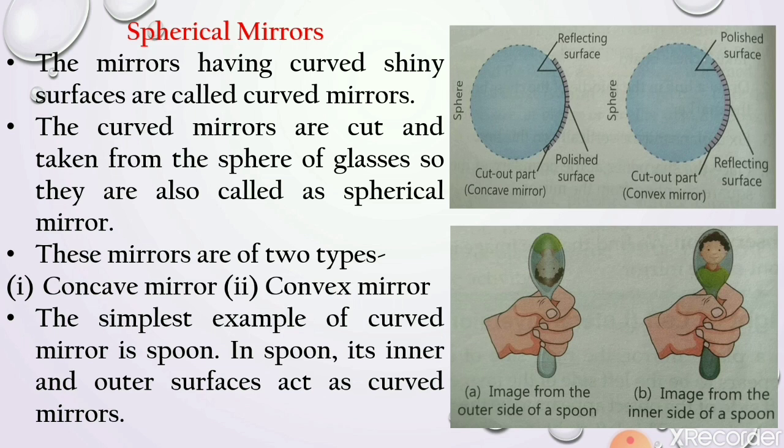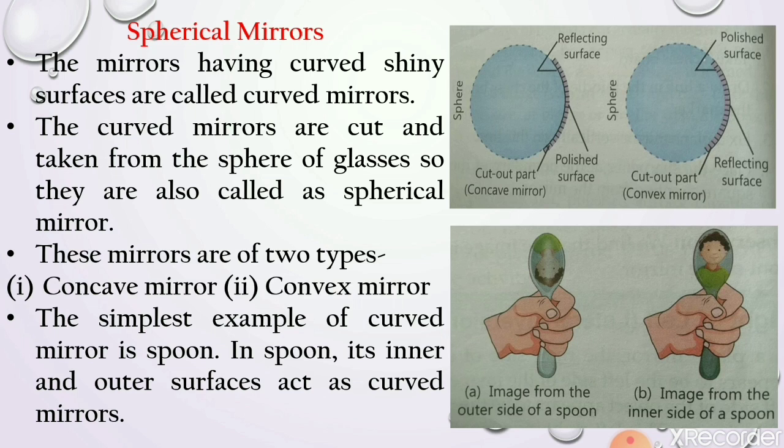So these mirrors are of two types. First one is concave mirror, and second one is convex mirror. As you can see in the diagram, in the first diagram you can see the concave mirror, and in the second part is the convex mirror. They collectively are called spherical mirrors or curved mirrors. We will study in detail about these two mirrors.